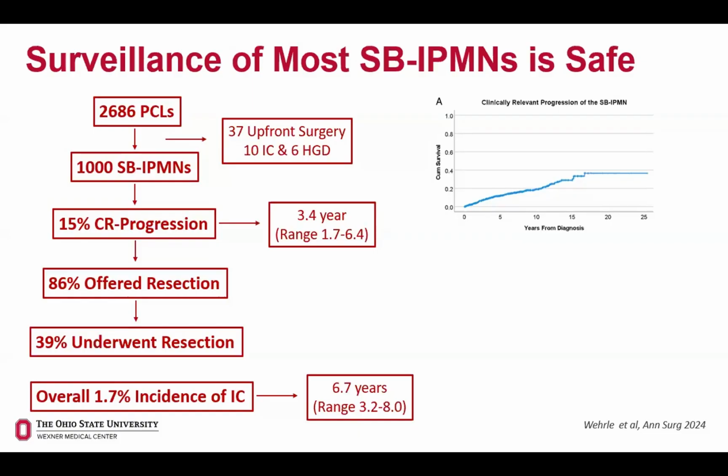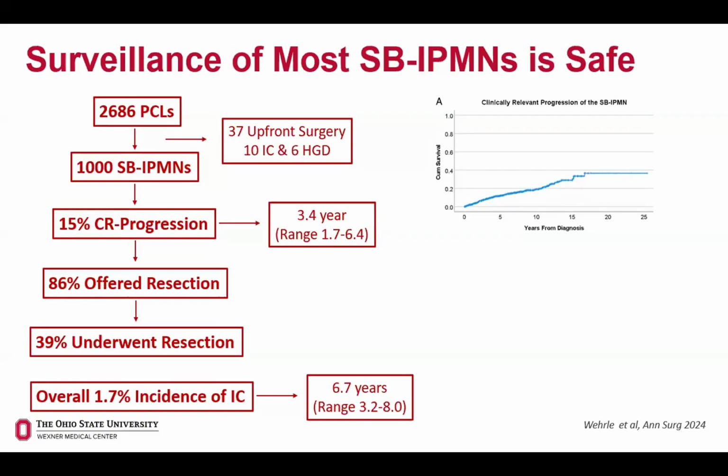And after excluding non-IPMNs, patients who had upfront surgery, a small proportion, and those without at least 6 months follow-up, they studied the outcomes of 1,000 side branch IPMNs. And they found a 15% risk of clinical progression during active surveillance. They define that as growth greater than 2.5 millimeters per year, development of symptoms, or solid nodules or invasive carcinoma.